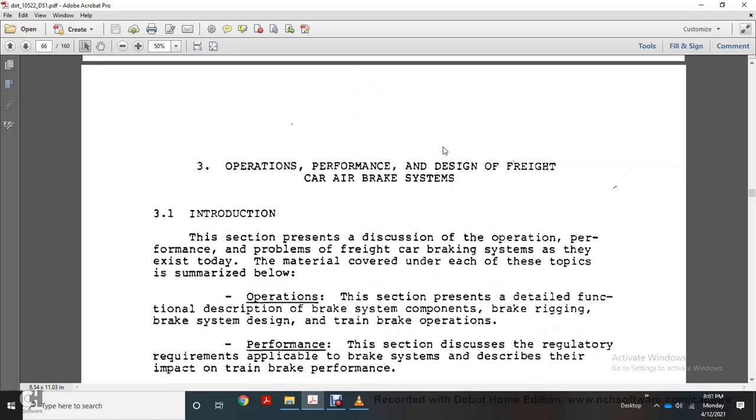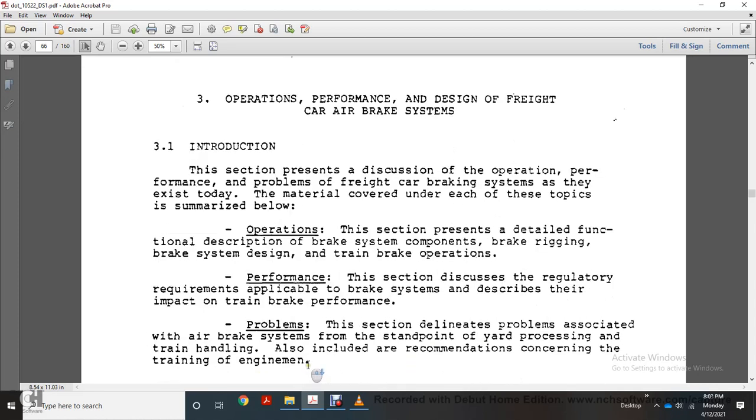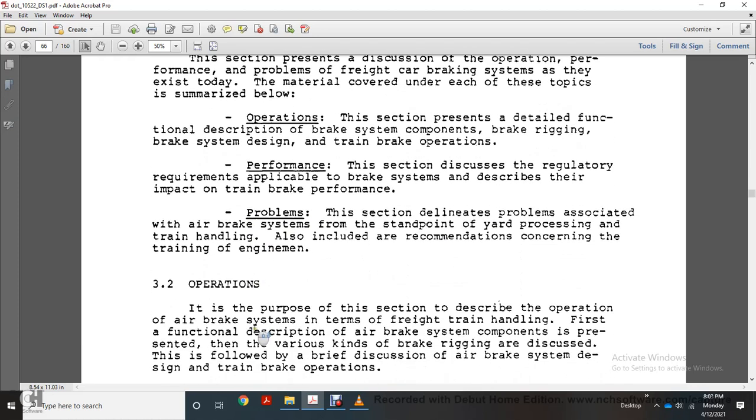Summarized below. The operation section presents the detailed functional description of the brake system, the components of the brake system, and the design of the train brake operation. The performance section discusses the regulatory requirements applicable to the brake system and describes their impact on train brake performance. The problems section delineates problems associated with the air brake system from the standpoint of yard processing. Train handling also includes recommendations concerning the training of trainmen and enginemen.